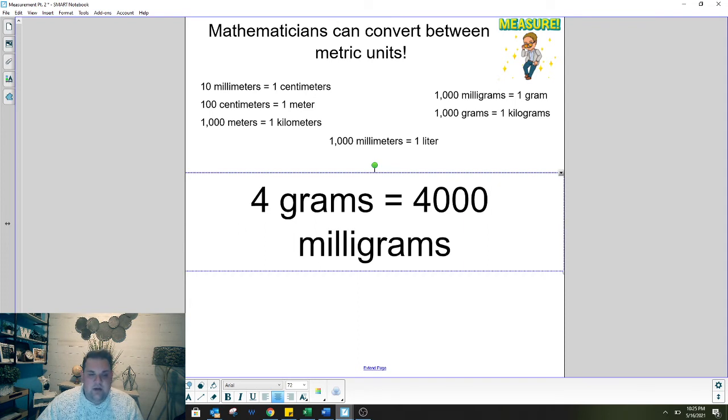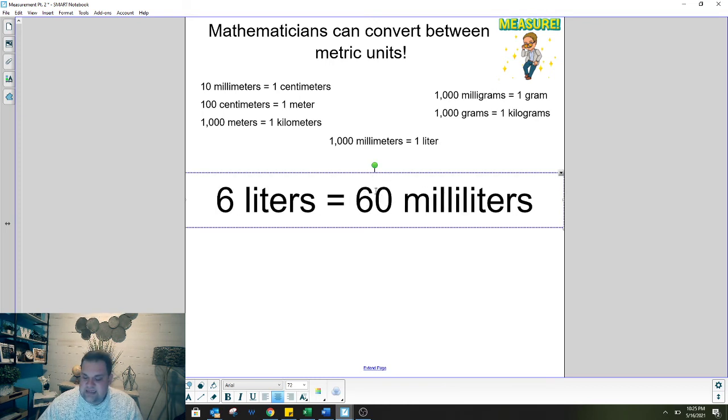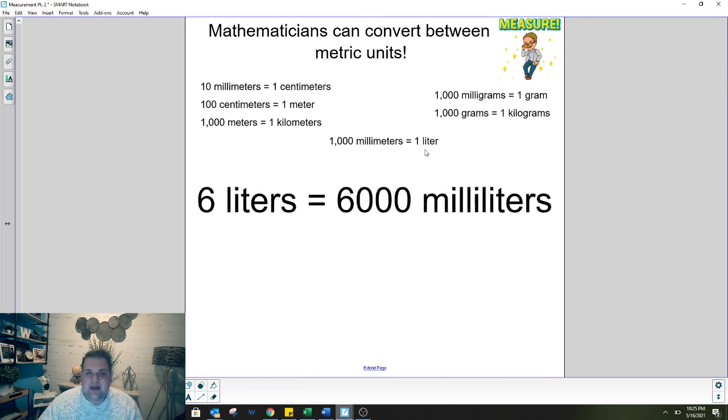Here's the next one. 6 liters, how many milliliters is that? Here it says in 1 liter, there's 1,000 milliliters. How many milliliters would that be? If you said 6,000, you're correct, because in 1 liter there's 1,000. That means in 6 there must be 6,000, because 6 times 1,000 is 6,000 milliliters.